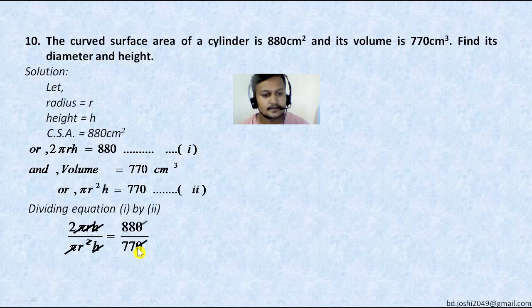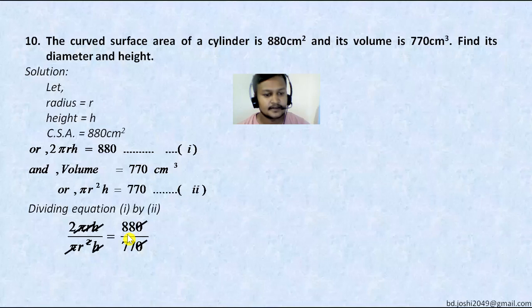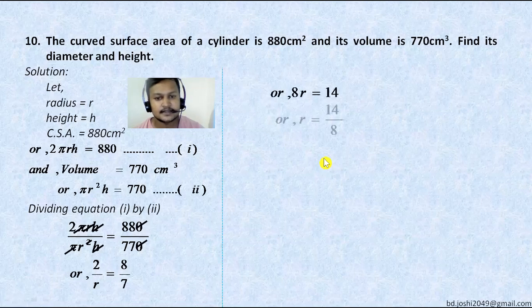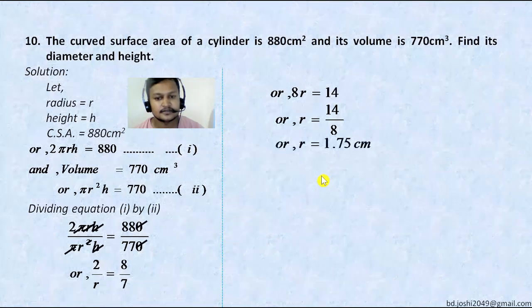Yes. And both are divisible by 11. 11 8s are 88, 11 7s are 77. So the remaining values here are 2 by r is equal to 8 by 7. Do cross multiplication now. 8r is equal to 14 and r is equal to 14 divided by 8, which is equal to 1.75.